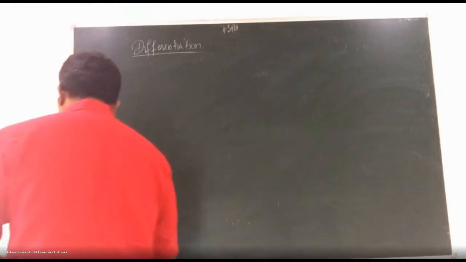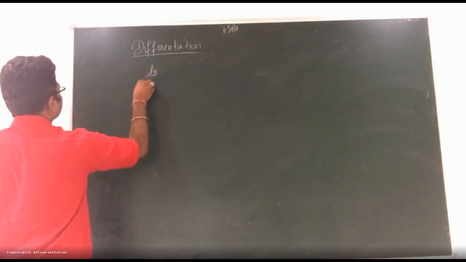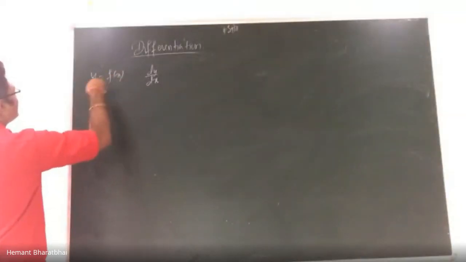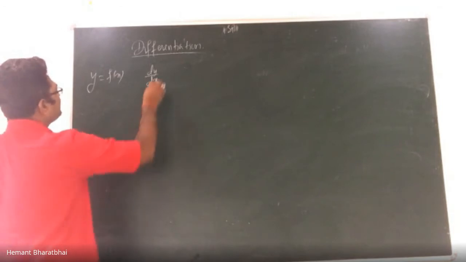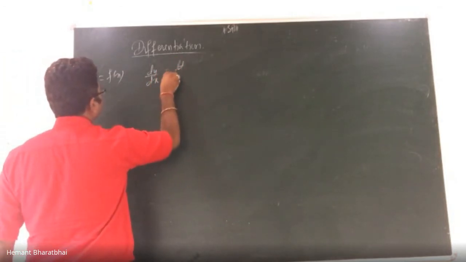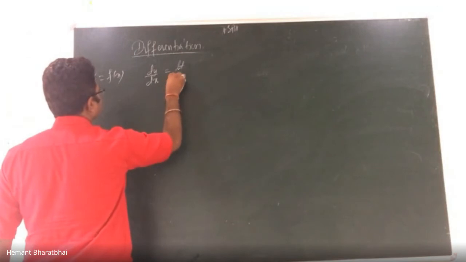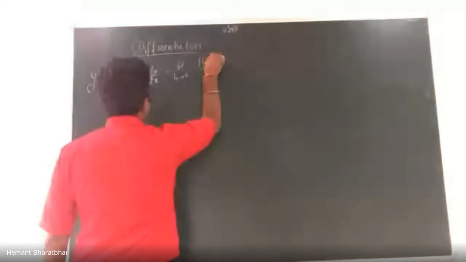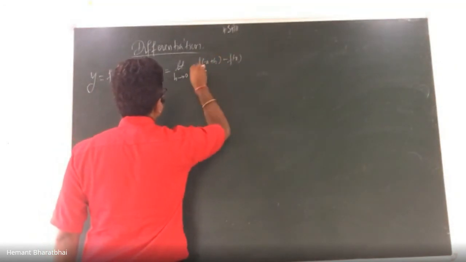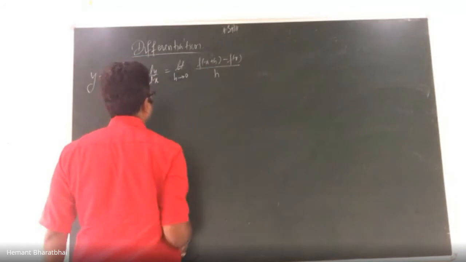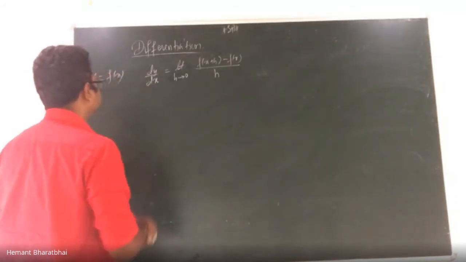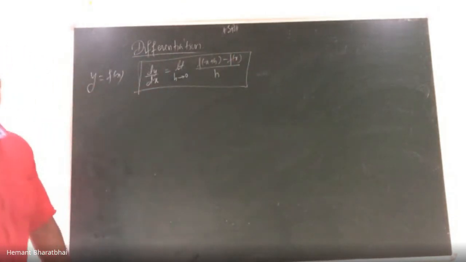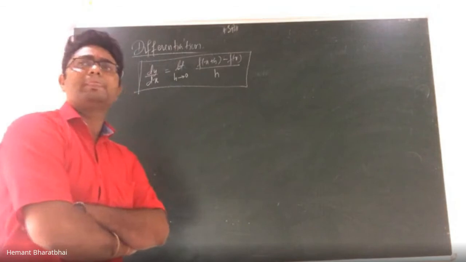So mathematically, dy by dx, if my y is a function of x, then my dy by dx can be given as the limit of h tends to 0, f of x plus h minus f of x upon h. This is the mathematical definition of a derivative.